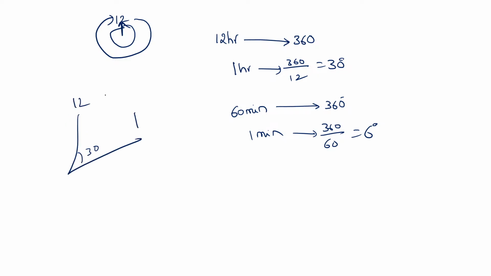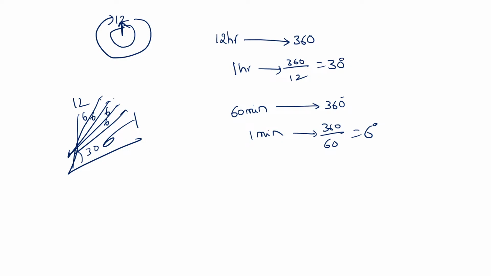Let us take, in between 12 and 1, you are going to get 30 degrees. But if you observe the original clock, you are going to find 4 small dots here. So each gap is going to represent 1 minute. That means this angle 6, this angle 6, this angle 6, this angle 6, and this angle 6. So each minute is equal to 6 degrees and each hour is equal to 30 degrees.